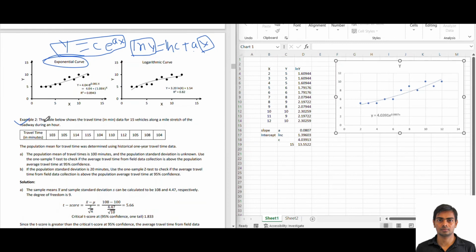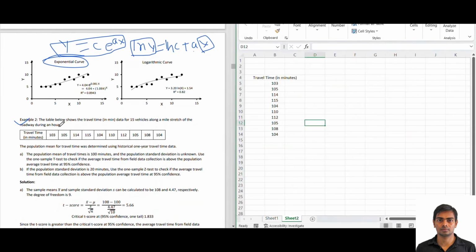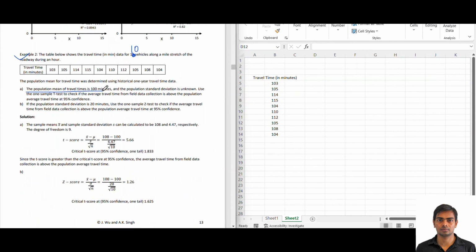Let's look at example 2. I have put the numbers in the table here. The table below shows the travel time for 10 vehicles along a mile of roadway during an hour. So this is the travel time. This should be 10 vehicles, not 15, so I'll make that correction. If the population mean for travel time was determined using historical 1 year travel time data, and the population mean is 100 minutes, this is data collected in the field for 10 vehicles.